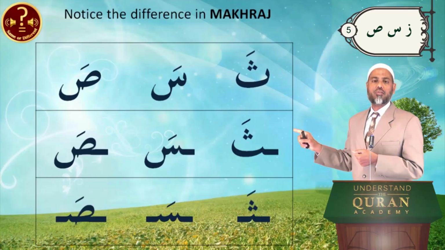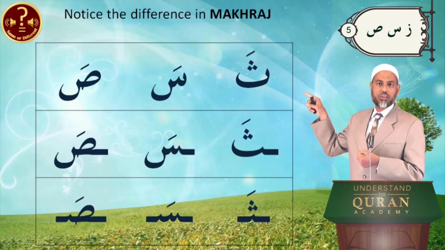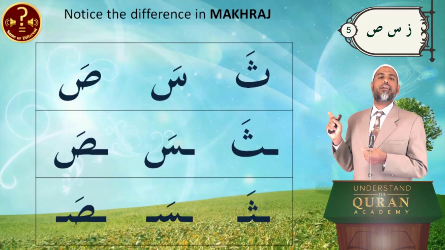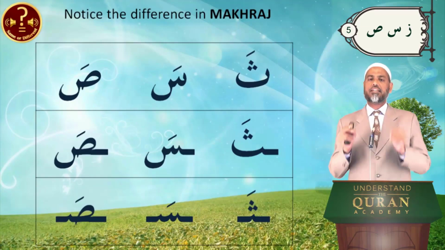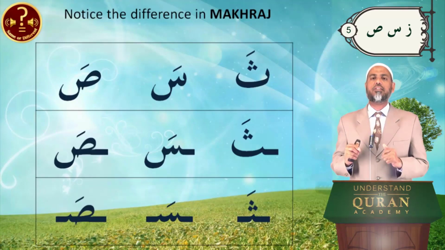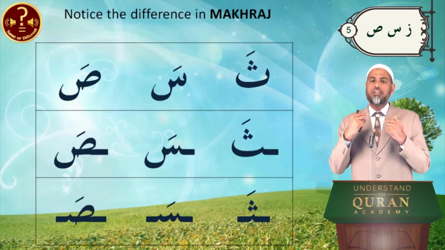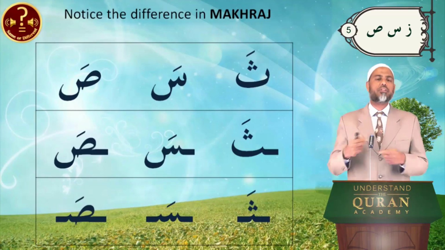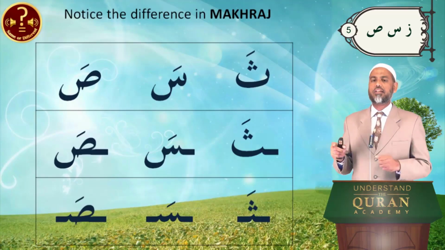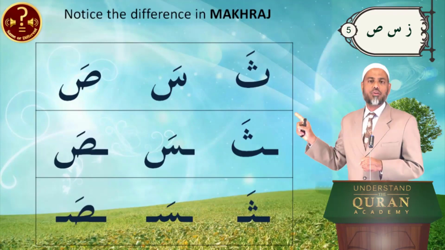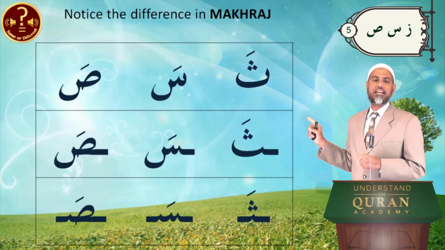So we have that sound logo there on the top left to tell you that these three have distinctly different articulations. They have different pronunciations, different makhraj. They are different. Tha, sa, saw.